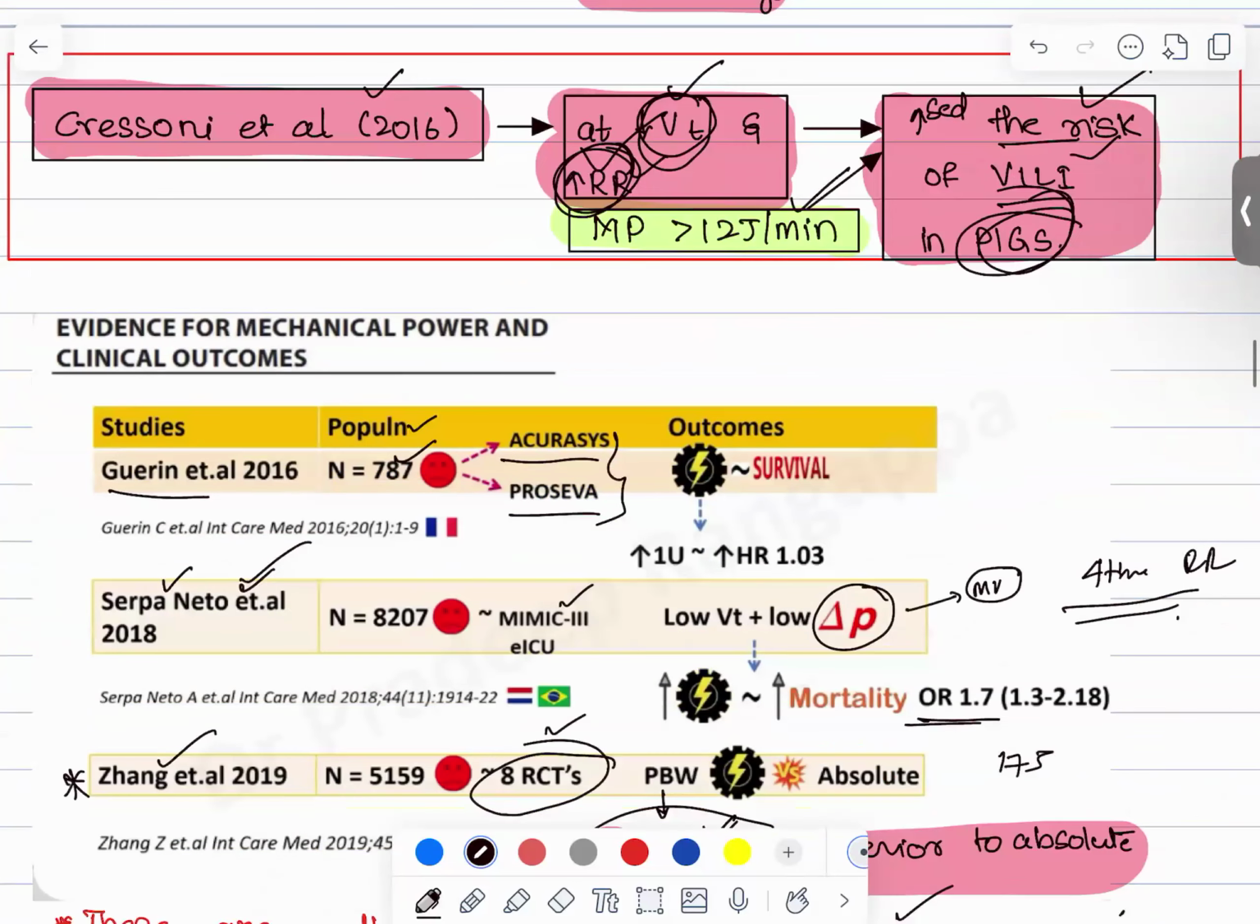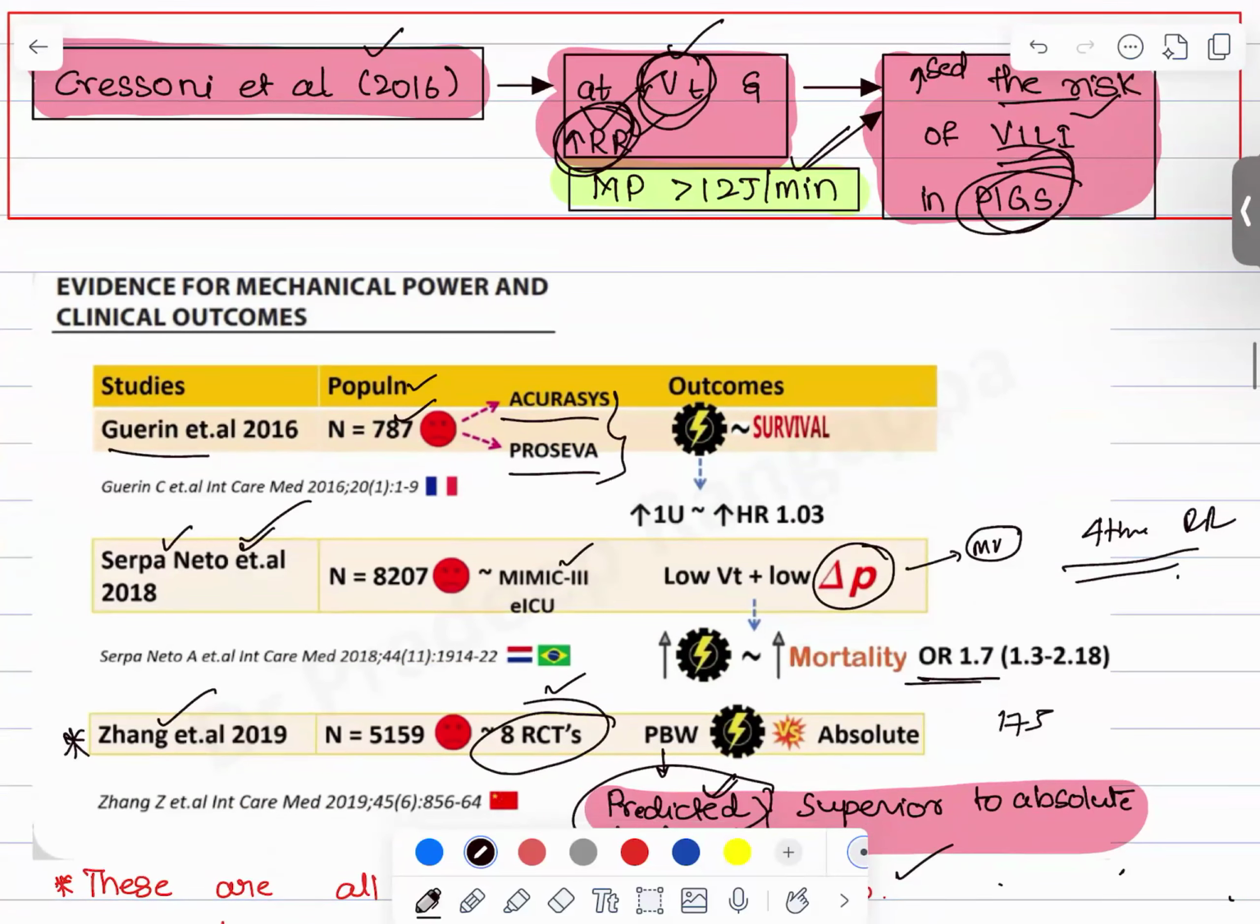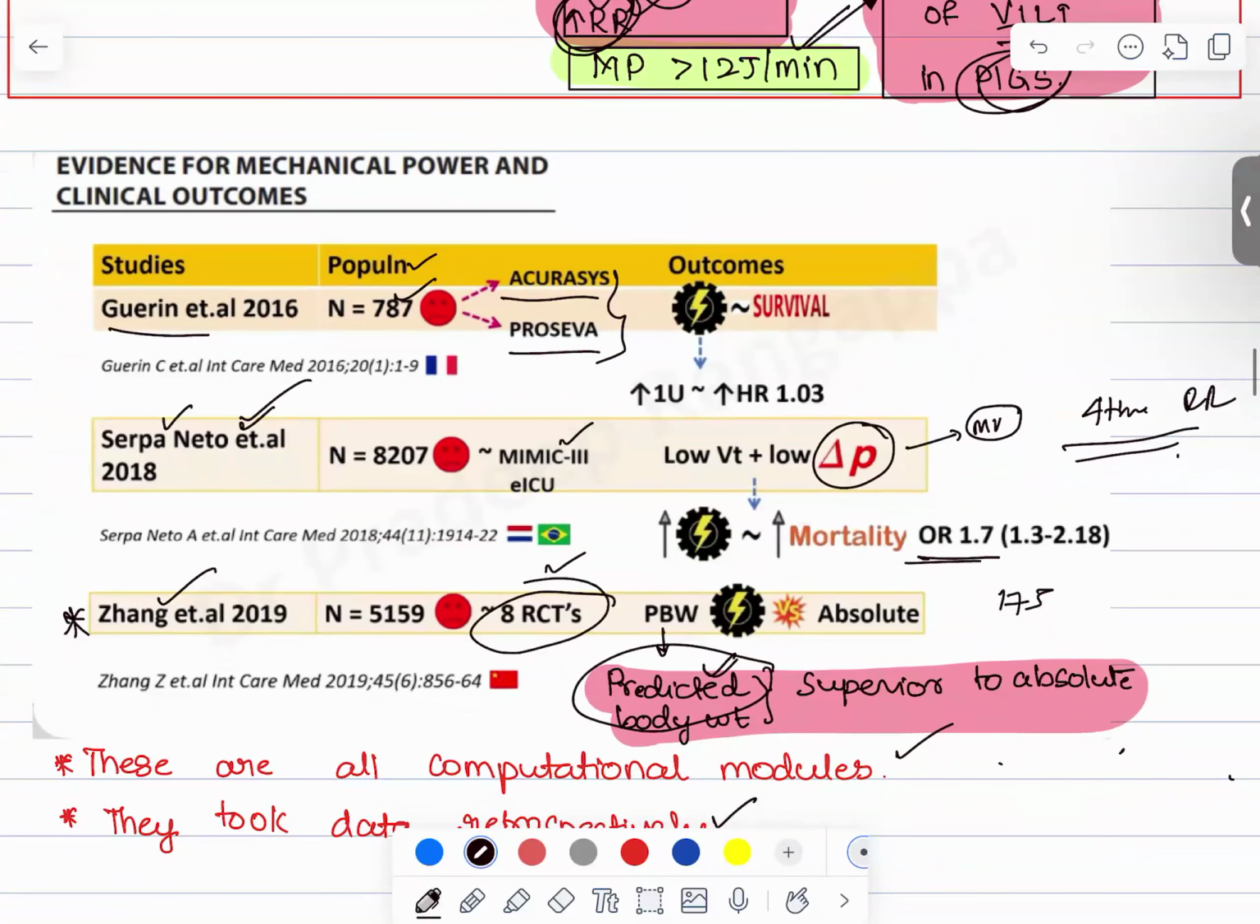What are the further evidences? Yes, these are all retrospective trials. Guérin et al. in 2016 studied 787 patients, with a database from the ACURASYS and the PROSEVA trials. They showed that an increase in mechanical power increases the hazard ratio by 1.03. Discussed previously, Serpa et al. Need not emphasize more on that.